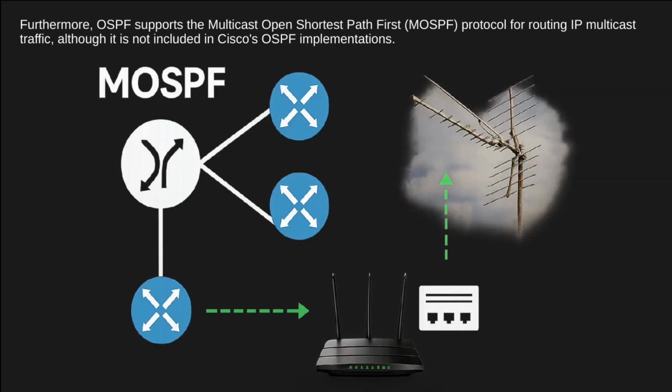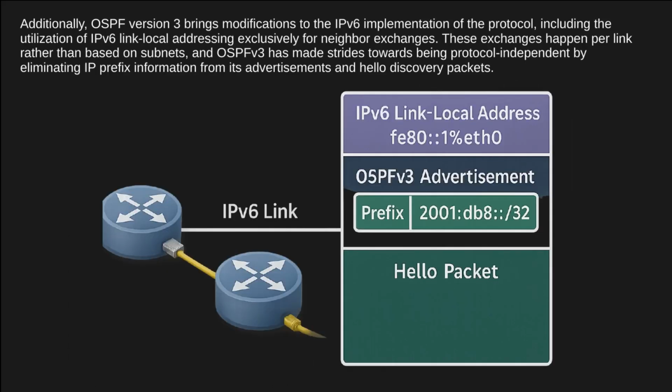Furthermore, OSPF supports the Multicast Open Shortest Path First, MOSPF, protocol for routing IP multicast traffic, although it is not included in Cisco's OSPF implementations. Additionally, OSPF version 3 brings modifications to the IPv6 implementation of the protocol, including the utilization of IPv6 link local addressing exclusively for neighbor exchanges. These exchanges happen per link rather than based on subnets, and OSPF v3 has made strides towards being protocol independent by eliminating IP prefix information from its advertisements and Hello Discovery packets.